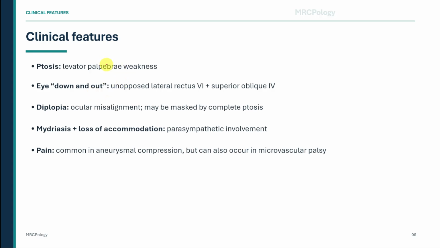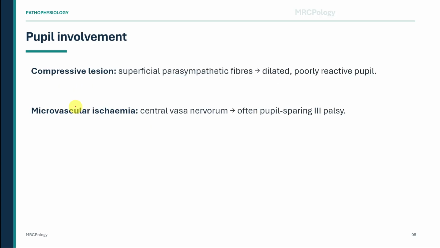Is it complete or partial? Is the pupil involved? Is there pain? Is it progressive? Is it traumatic? Are there other cranial nerve signs? Are there long tract signs such as weakness, hyperreflexia, sensory loss, ataxia, or altered consciousness? Pupil-involving third nerve palsy is an aneurysm until proven otherwise.